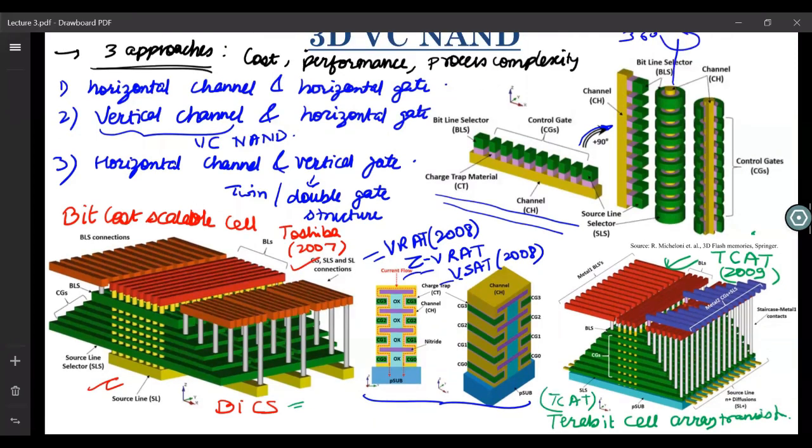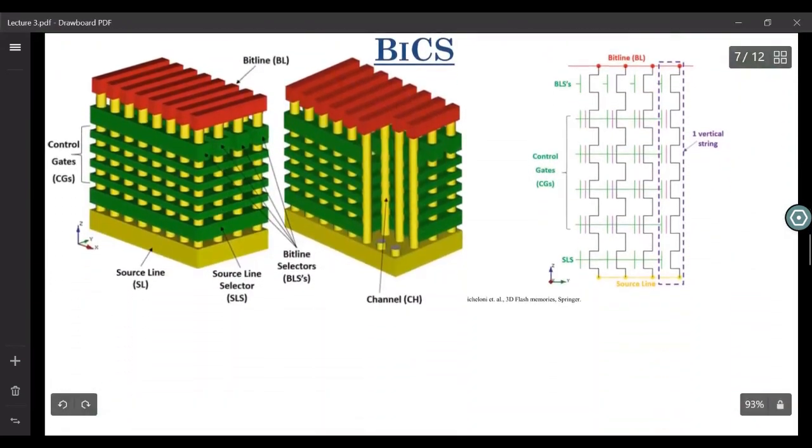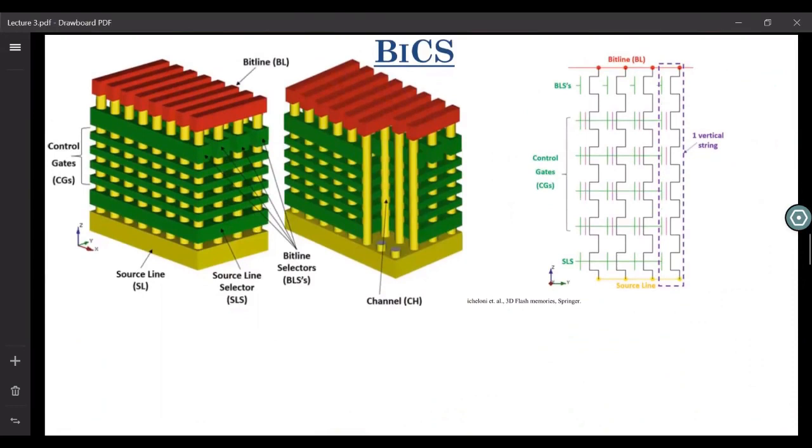That is it. Let's take these 3D vertical channel NAND flash memories such as BiCS, TCAT and all, case by case, and try to understand their operation, their structure and all those things. So first, let us go through the BiCS structure. The BiCS structure looks something like this. Let me just write something. So there are these pillars.